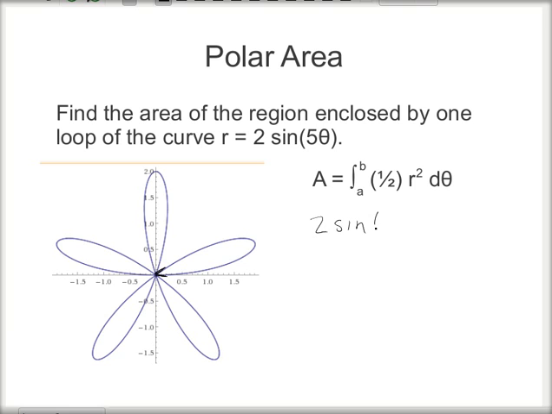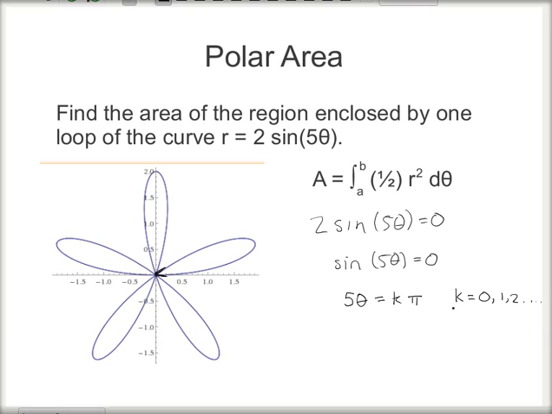2 sine of 5 theta is equal to 0, and that's the same as having sine of 5 theta equal to 0. So when is sine equal to 0? Well, that happens when the angle is a multiple of pi. So in this case, that's when 5 theta is equal to some multiple of pi, k pi, where k is any integer: 0, 1, 2, 3, and so on.